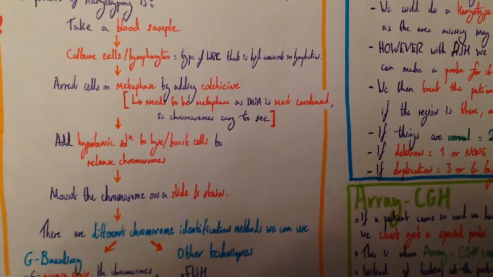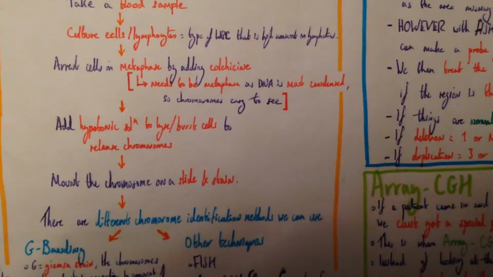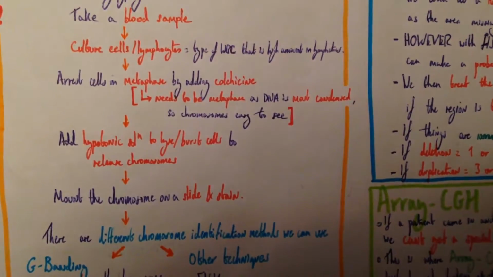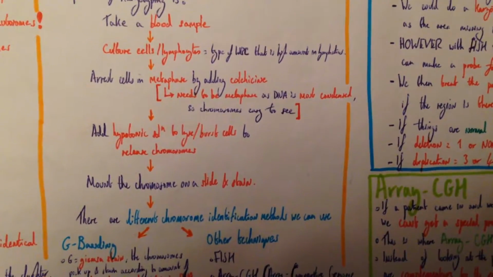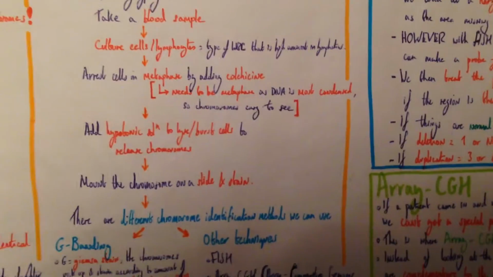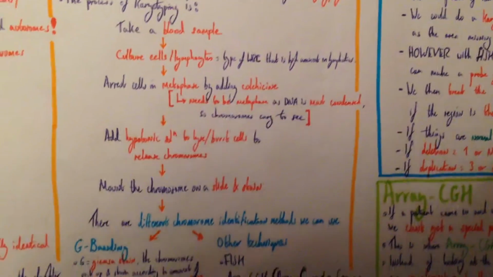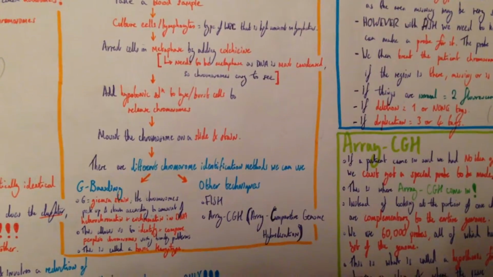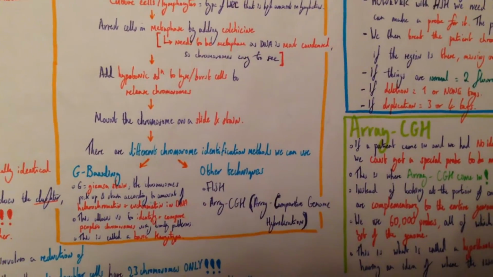We arrest the cell in metaphase by adding colchicine. It needs to be in metaphase as DNA is most condensed in metaphase, so the chromosomes are easy to see. We then add hypertonic solution to lyse or burst the cells and release the chromosomes. So we're trying to release the chromosomes without them being damaged. We then mount the chromosomes onto a slide.